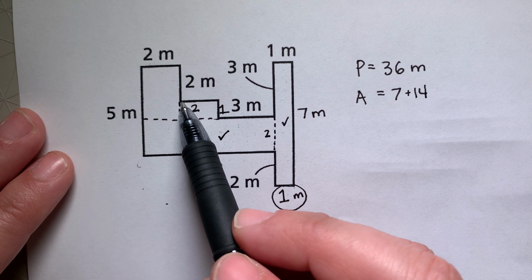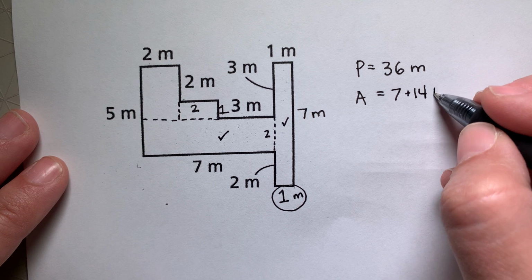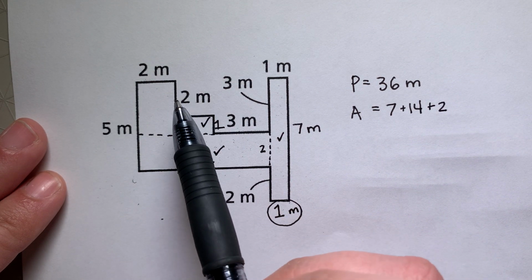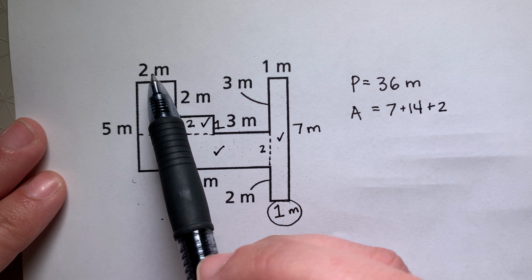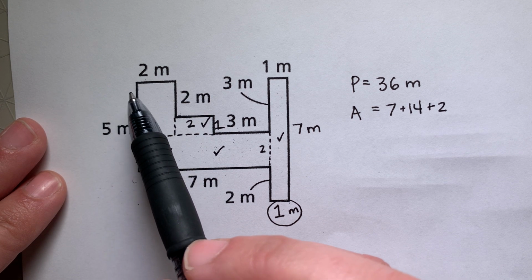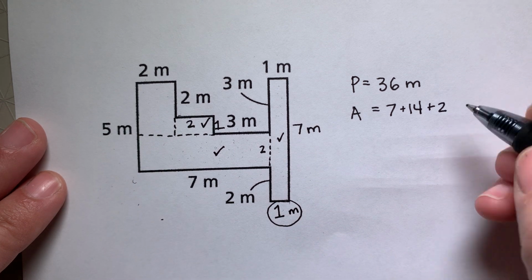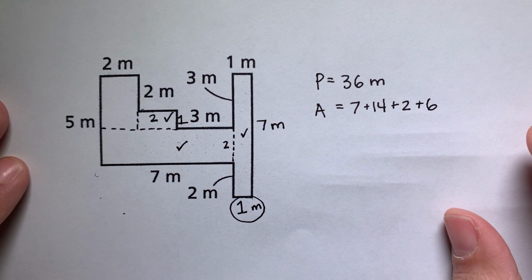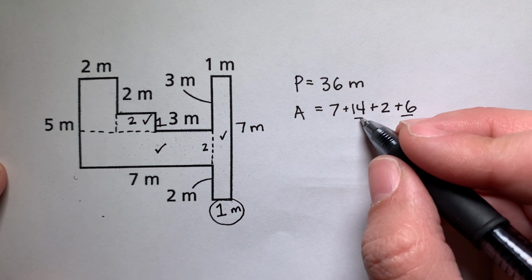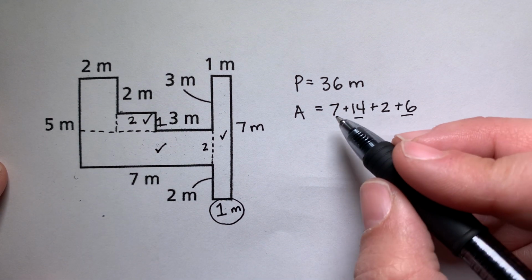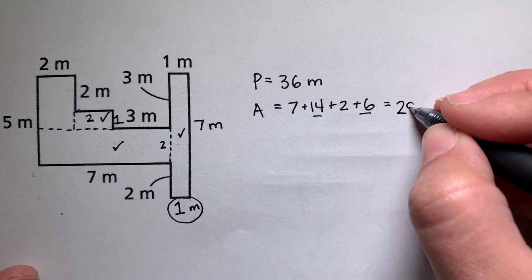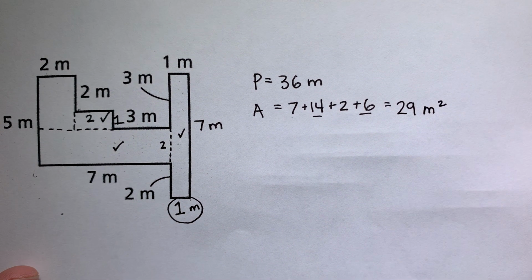This little rectangle is just 2 times 1, so that's 2. Check mark for that. And this one is going to be 2 plus 1, 2 and 3. So this is 2 times 3, which is 6. Cool. All right, so I'm gonna actually add these out of order because I know that 14 plus 6 is 20 and 7 plus 2 is 9. So the area is 29 meters squared.